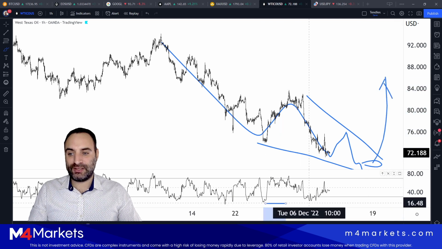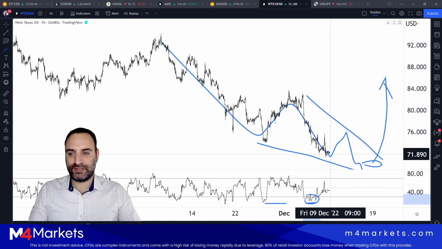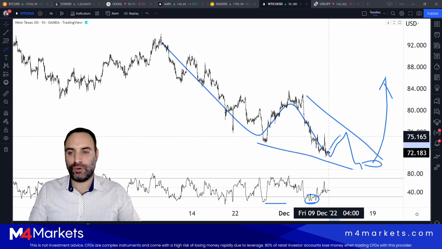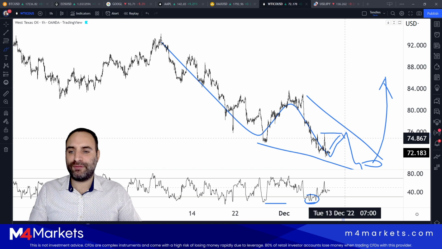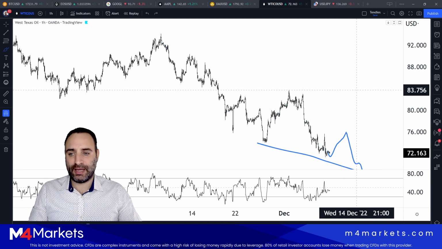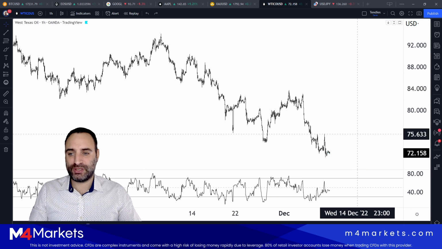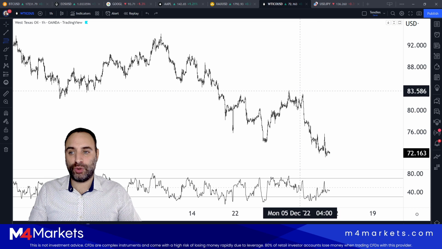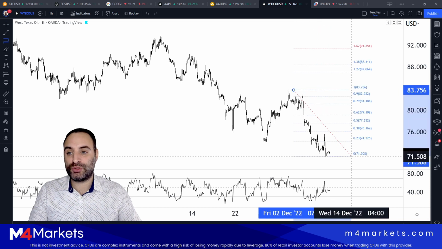Now we do get this double divergence. This is very short term, and that is what tells me that maybe we're going to go up to around 75 or so before sliding again. Okay, and the other thing that we have to pay attention to is that we are at 72, which is very close to 70, and 70 is a psychological level, and certainly there are more bids waiting there.